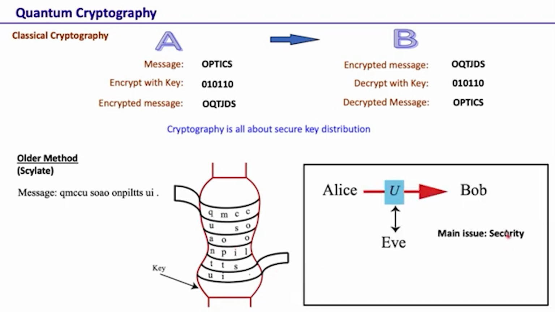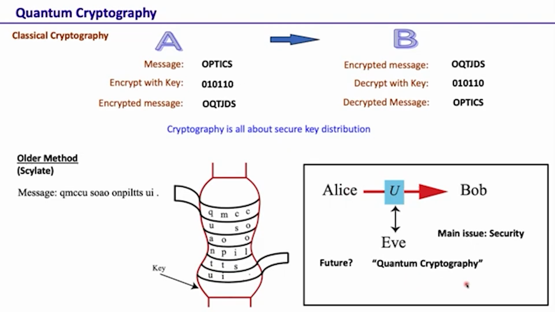Now, the main issue in cryptography is the security or the secure key distribution. So Alice wants to send a message to Bob, and now maybe there can be some Eve who can try to retrieve information when it is being sent from Alice to Bob. And in classical methods, there is always a chance that if Eve gets enough information from Alice, Eve would be able to retrieve what the key is and again what the message is being sent.